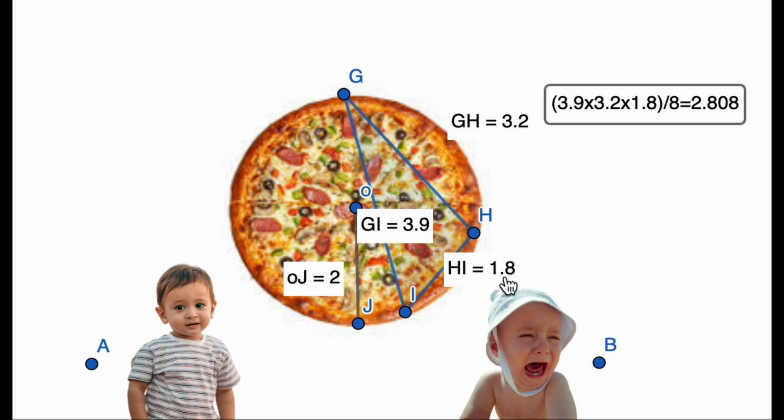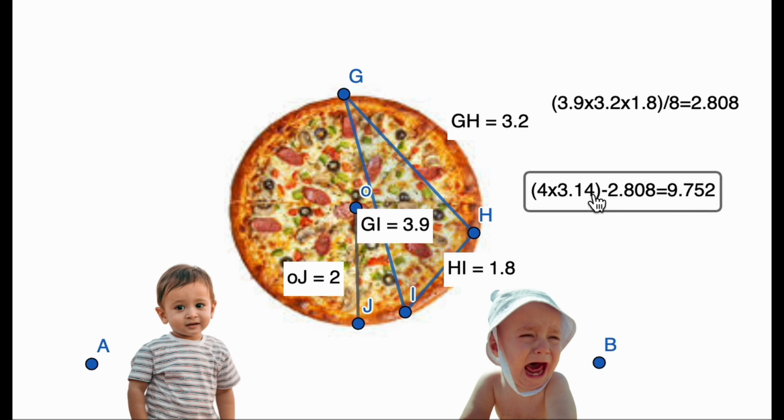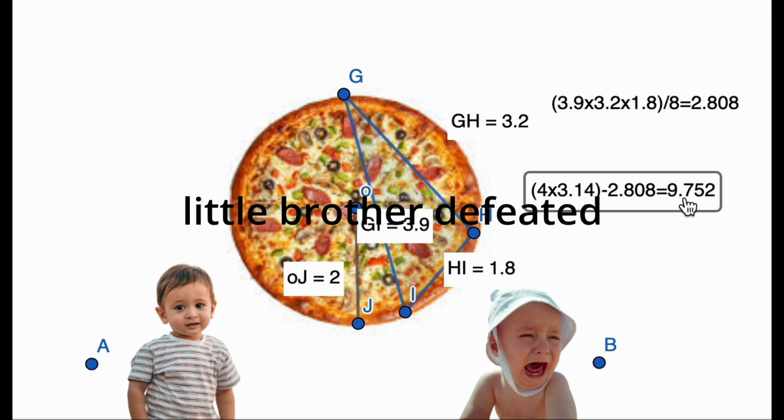So now let's calculate how much of that is from the actual pizza. We can figure out the area of the whole circle using the circle formula, and then minus the amount that your brother is getting. And we can find out that you're getting way more pizza than him, and it's a battle well fought.